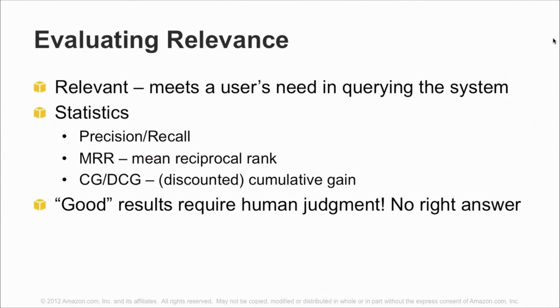Again, the larger point here is that human judgment is required to determine whether something is relevant or not. So as we look at search results, and as you look at your search results, it's important that you trust yourself and know that you have to make those judgments about whether your results are good or not.